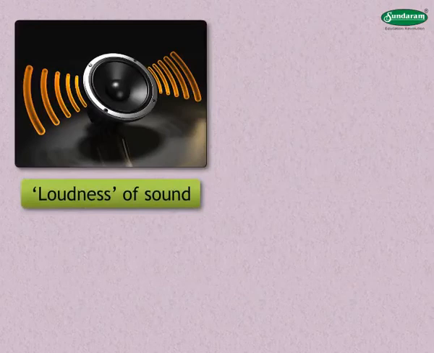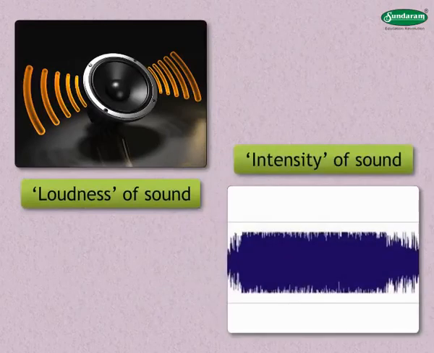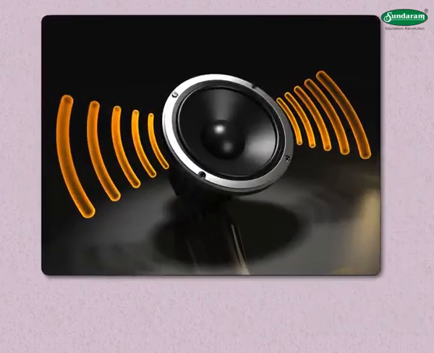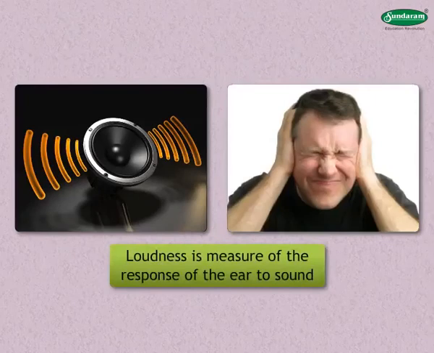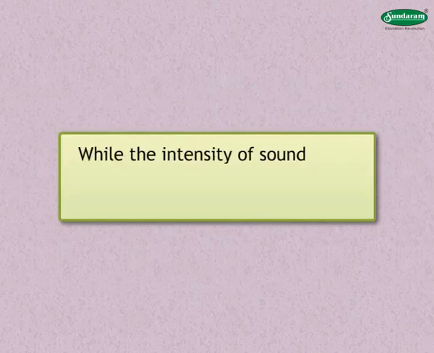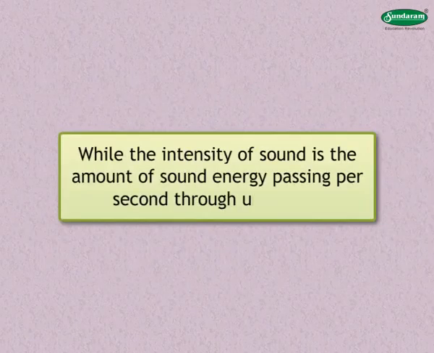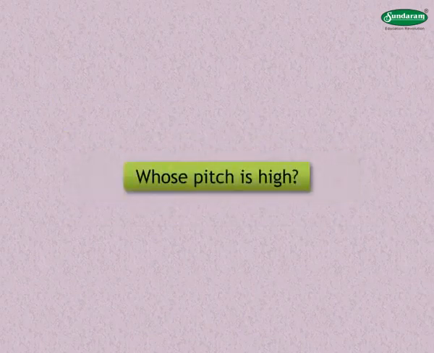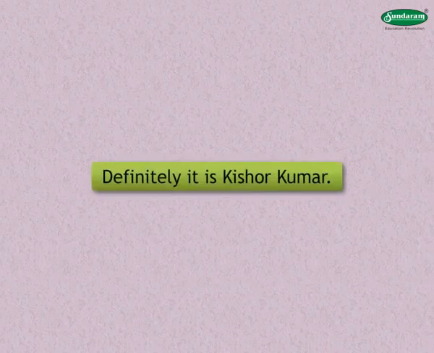Loudness of sound is different from intensity of sound. Loudness is a measure of the response of the ear to sound, while the intensity of sound is the amount of sound energy passing per second through unit area. Activity. Listen to a song sung by Lata Mangeshkar and one by Kishor Kumar. Whose pitch is high? Definitely it is Kishor Kumar.